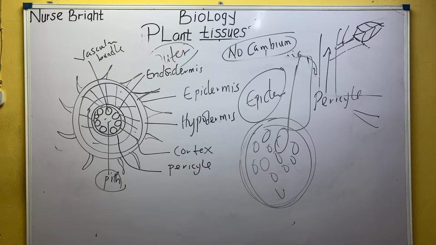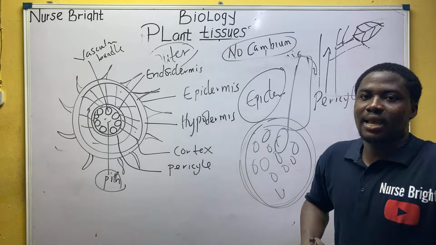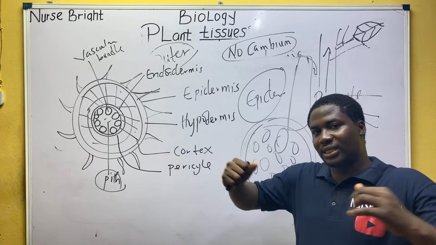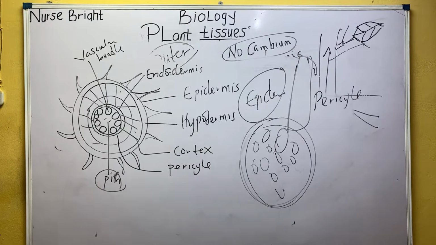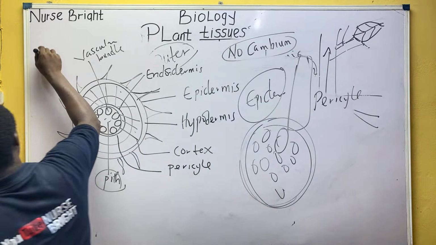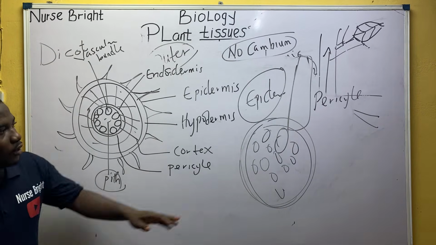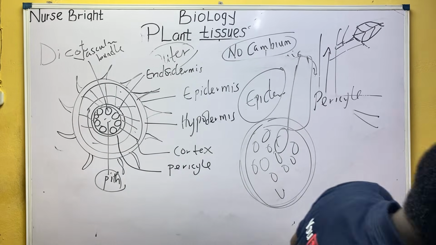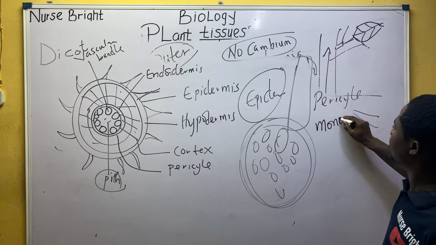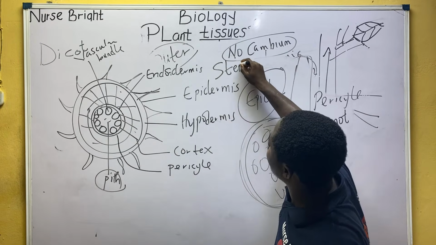Secondary growth is growth that has to do with an increase in the thickness of the stem and root. The primary growth is that growth that has to do with length, when the plant grows in length. But when it grows in thickness, it's secondary growth. And what helps in that? Cambium. So guys, this one is a monocot stem.